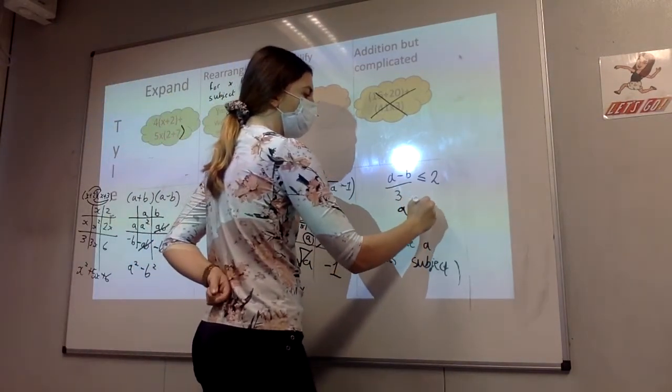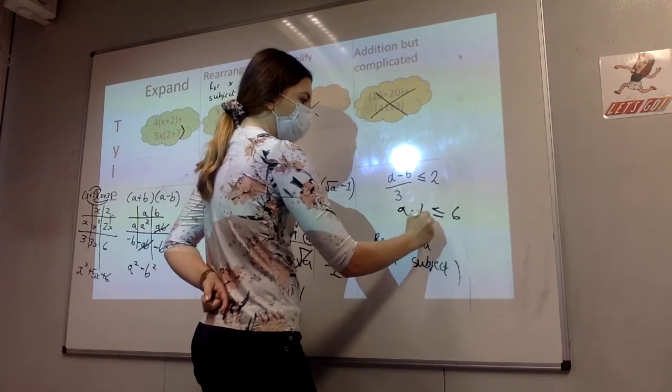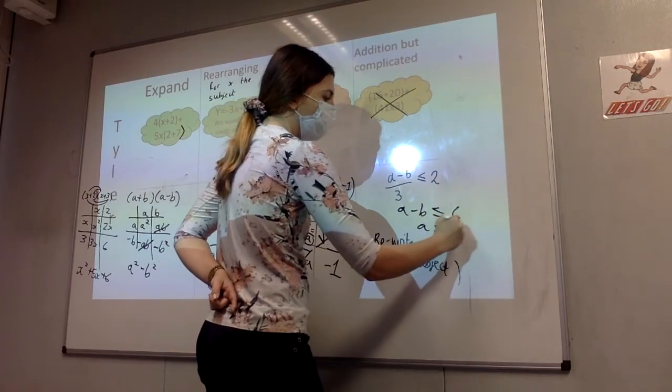Then, we've done this quite a lot. I'm not going to go over this too much. This will be in section A of your thing tomorrow. We are going to have A is less than or equal to B plus 6.